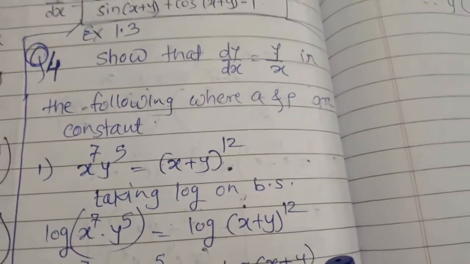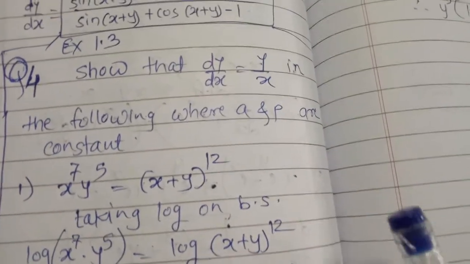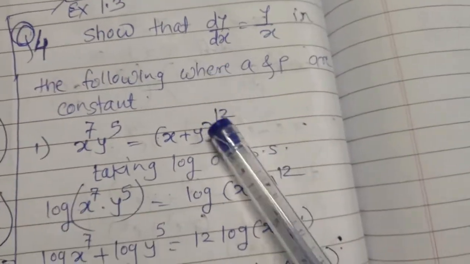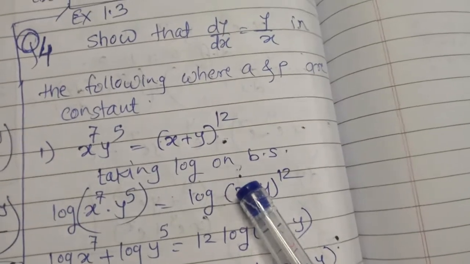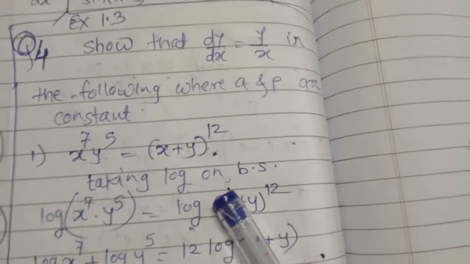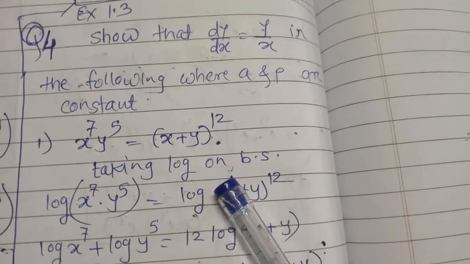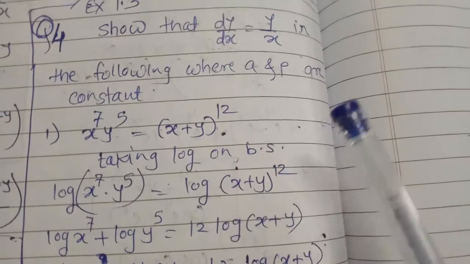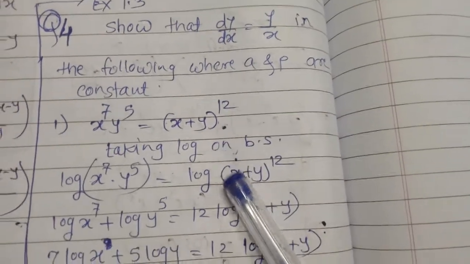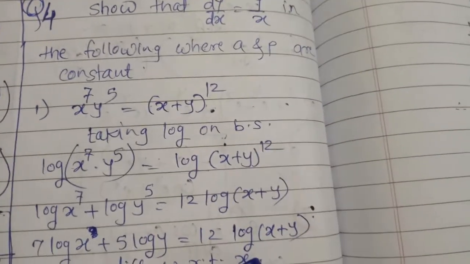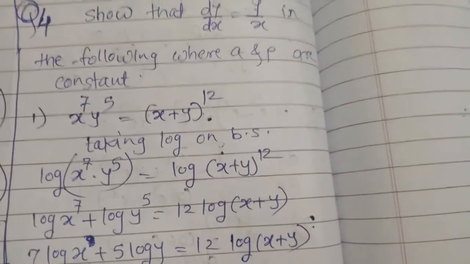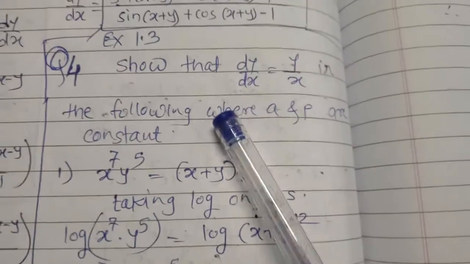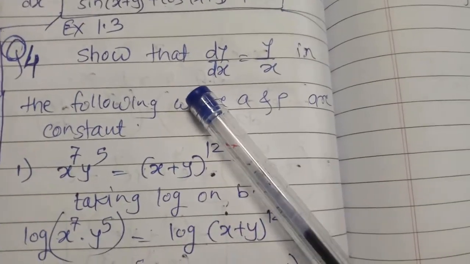Hello students, I am going to continue with the chapter differentiation of 12th standard. Exercise 1.3, question number 4. Actually all the examples in question number 4 are a combination of logarithmic derivatives as well as implicit functions. So we are going to solve them using the logarithmic concepts as well as the implicit functions concept. So the question is question number 4, the first example.